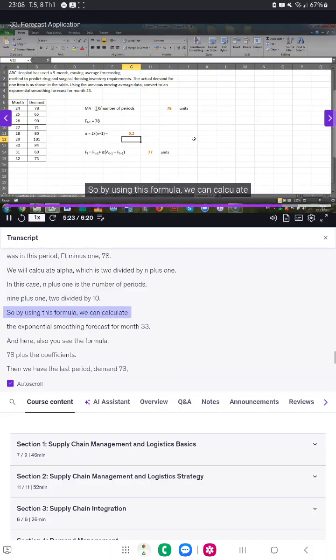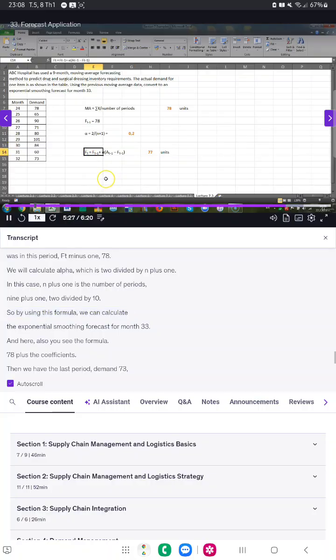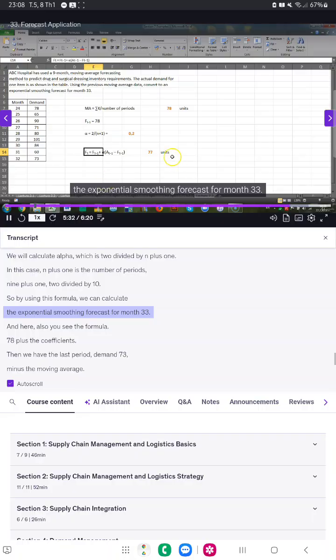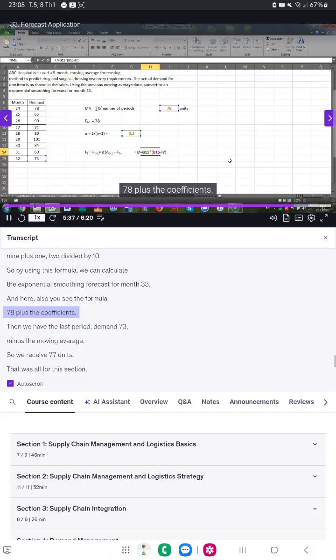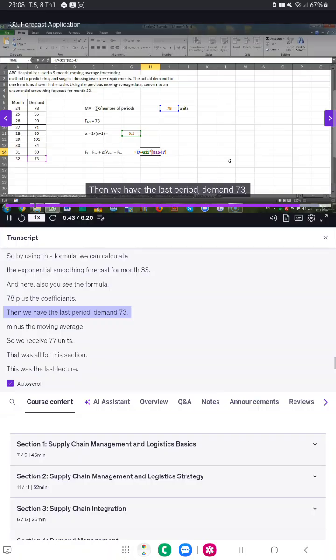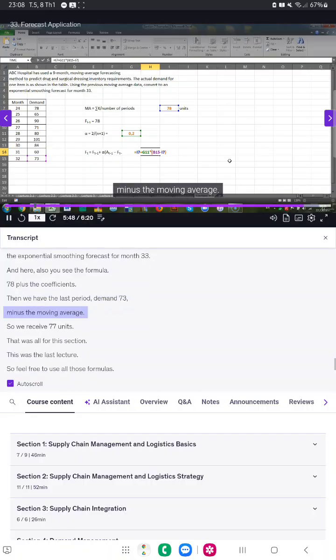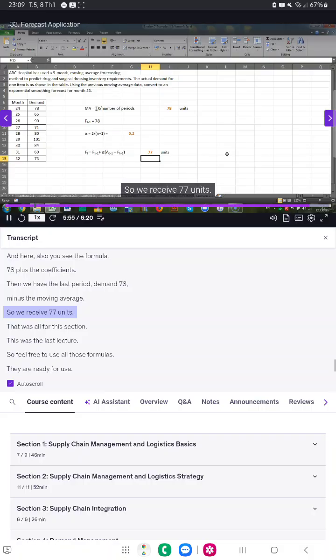So, by using this formula, we can calculate the exponential smoothing forecast for month 33. And here also you see the formula: 78 plus the coefficient, times the last period demand, 73, minus the moving average. So we receive 77 units.